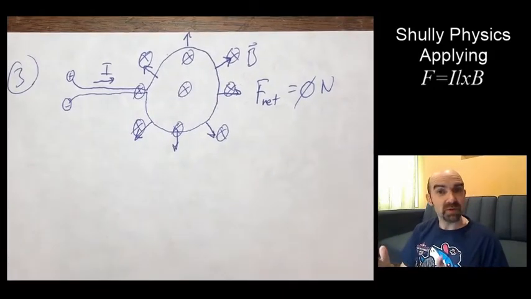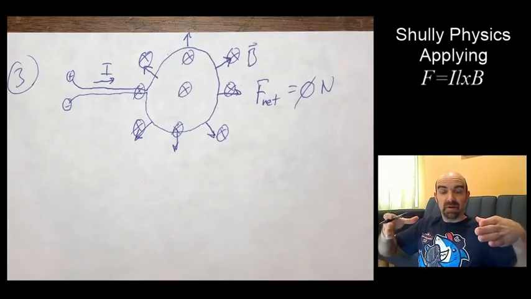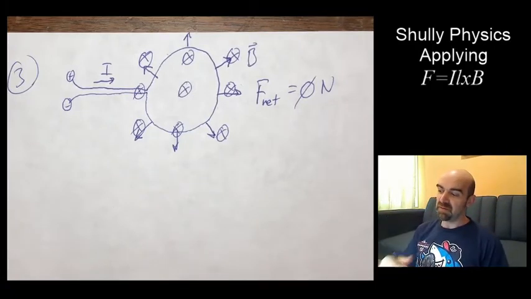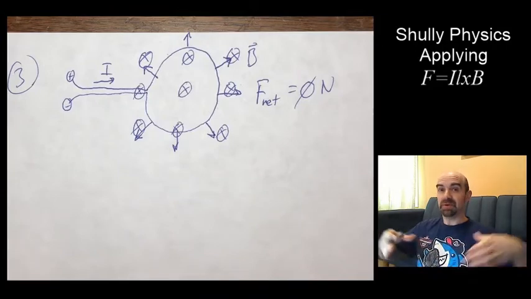Now structurally, what's happening here? This loop is pulling outward. So if we made many loops and put a whole lot of current through it, structurally this thing is going to have to stay intact. It's going to be pressured to be pushed outward.